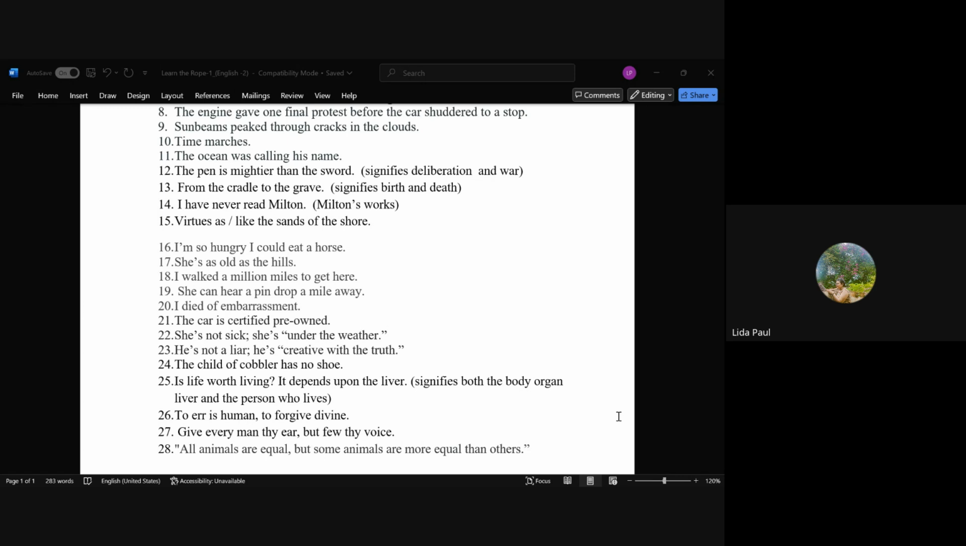Now, 25th one: is life worth living? It depends upon the liver.